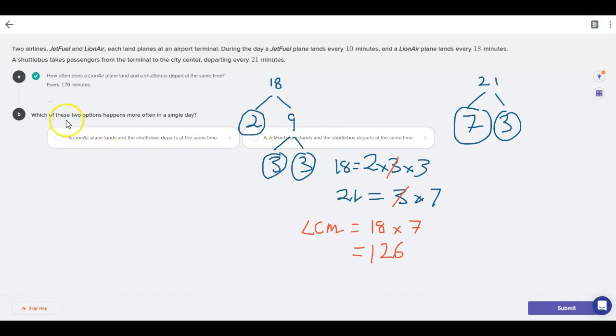Now, unfortunately, we've written all over this. That's okay. Which of these two options happens more often in a single day? A Lion Air plane lands and a shuttle bus departs at the same time, or a Jet Fuel plane lands and a shuttle bus.